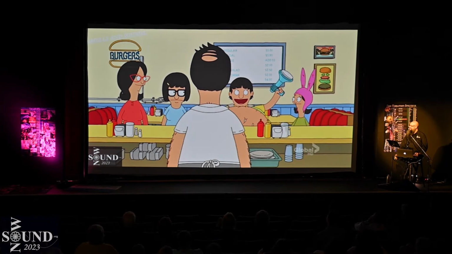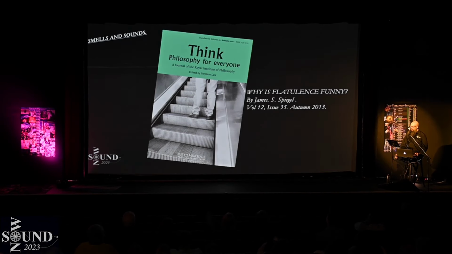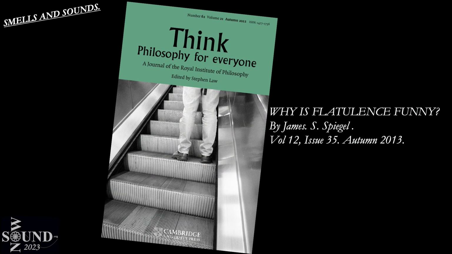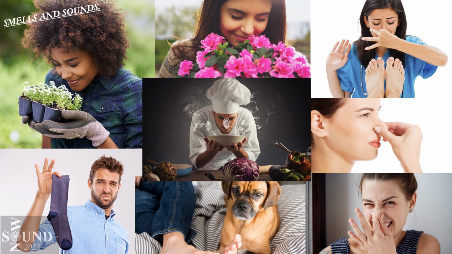There you go. So here's a paper if you want to look further by James Spiegel. And it's fascinating because someone had to study it and we had to look at it. So naturally, we'll move on in this segment to the smell. Is smelling hearing?